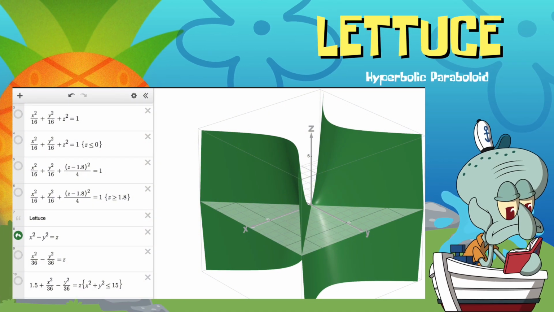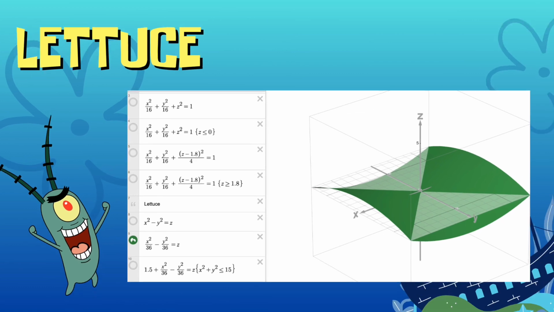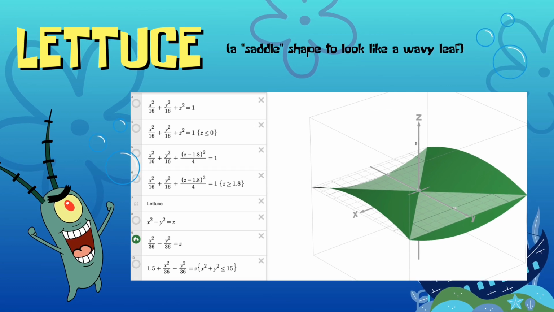Now we want to construct the perfect, crispy and wavy piece of lettuce. To get that natural ripple, we use the equation of a hyperbolic paraboloid in the form of z over c equals x squared over a squared minus y squared over b squared. This surface naturally curves up in one direction and down in the other, just like the folds of real lettuce. By adjusting the coefficients a and b, we can control how deep or shallow these waves are. Smaller values create sharper, crunchier folds, while larger ones give us a gentler, leafier look. With a few quick changes, we can serve up a mathematically perfect piece of lettuce.